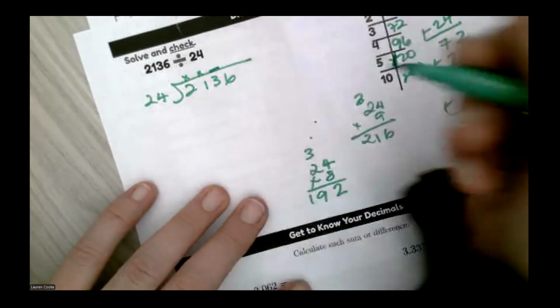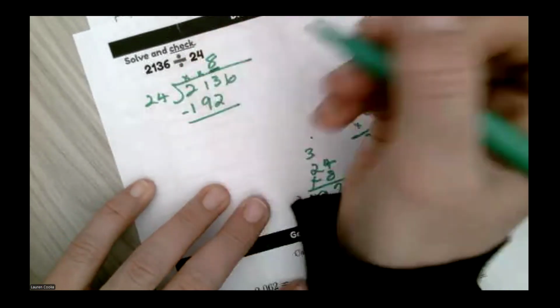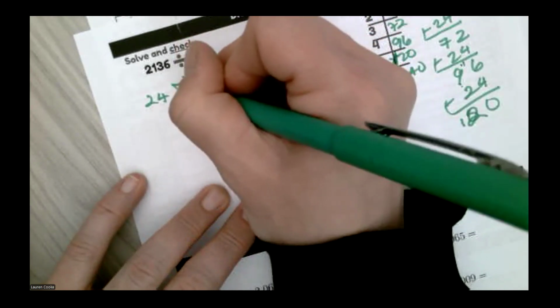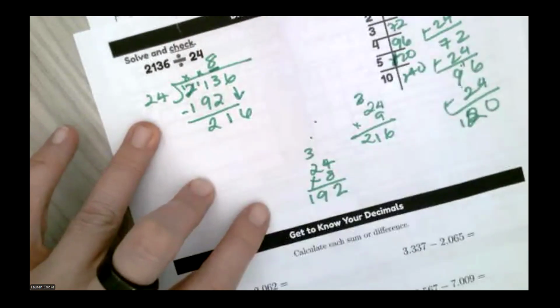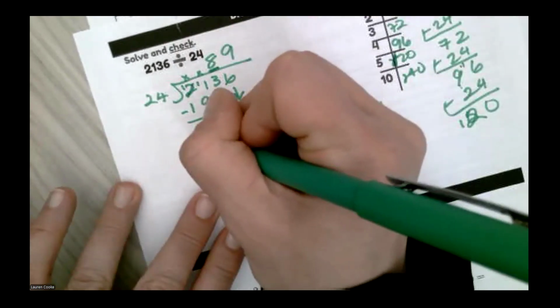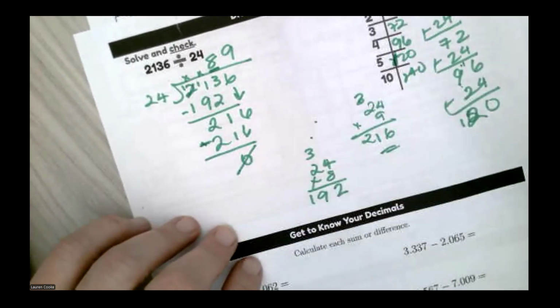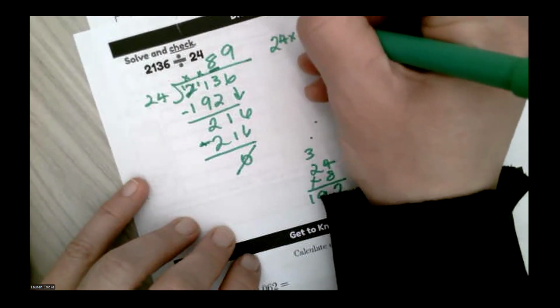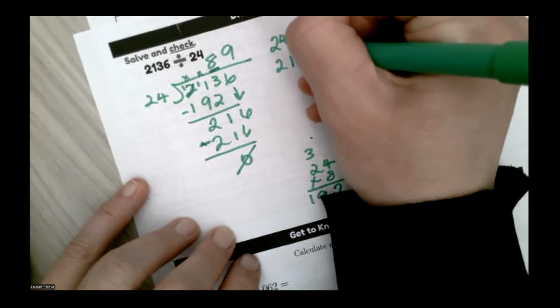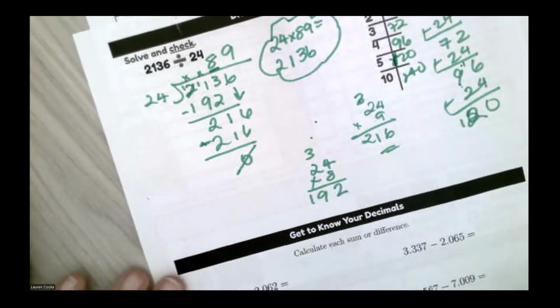Let's make it work. We have 8. 8 times 24 is 192. And we're going to subtract 2, 11, 21, which is less than 24, so that makes sense. And then we have 216, which I now know is times 9 because I did my multiples organized, and I have 24 times 89 equals 2136.